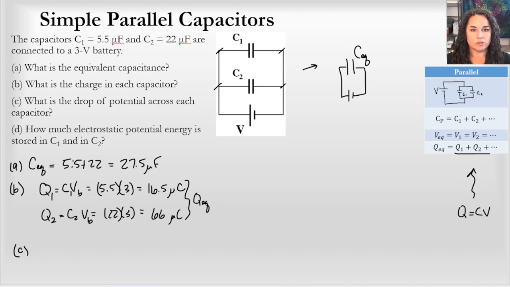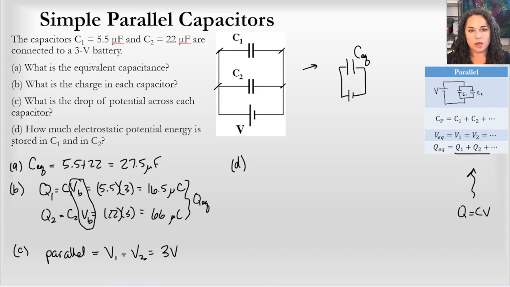Part C, what's the drop of potential across each capacitor? Oh no, we already did this, didn't we? Both of those capacitors, because they're in parallel, have the voltage of the battery. So I'm going to say both of them are 3 volts. I already did use that information in part B in order to solve part B.